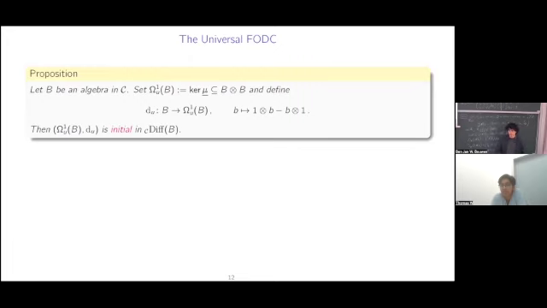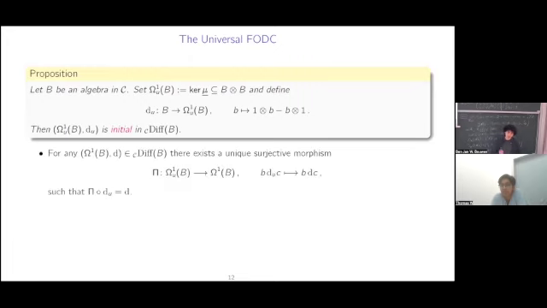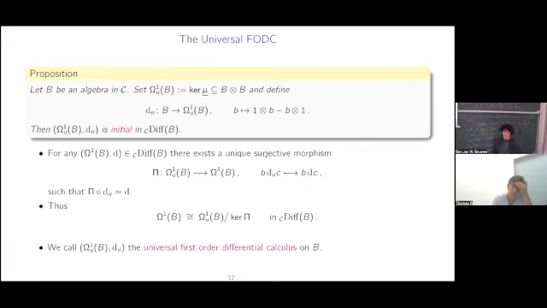So very shortly, the proof of this is very easy. For any differential calculus inside the same category, one shows that there exists a unique surjective morphism in this way. And in particular, we see that every object inside the category can be obtained as a quotient of the universal one by the kernel of this projection map. So this is why we call this object the universal first-order differential calculus on B.